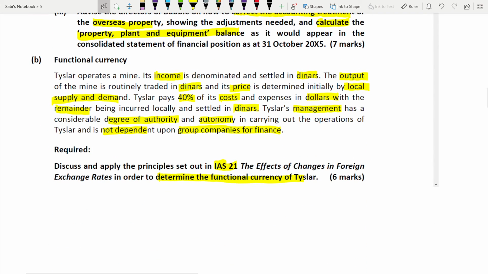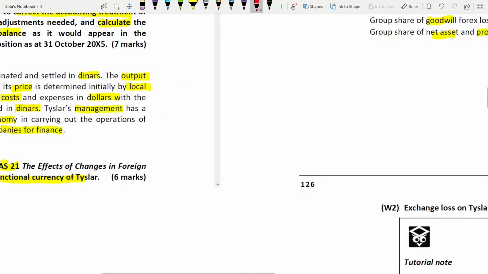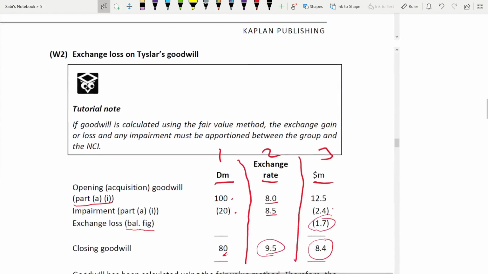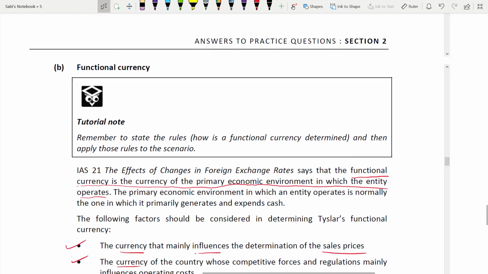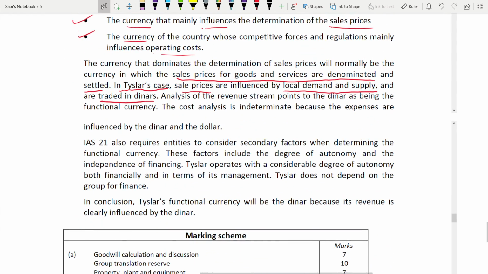Part B. Here we were told, and I have underlined it also, the price is determined by local demand and supply, and it is traded in dinar. The output of the mine is traded in dinar, and its price is set by local demand and supply. Everything has been highlighted in this paragraph, the keywords. So here, analysis of the revenue stream points to the dinar as the functional currency. You see, even the revenue is in dinar. So they point out that this is the functional currency, the dinar.